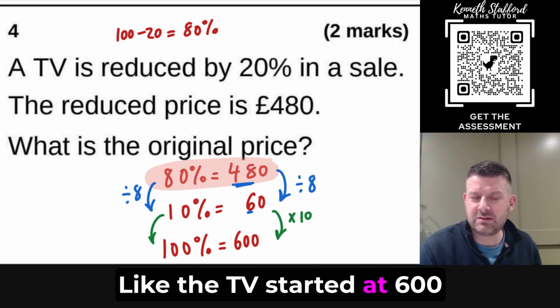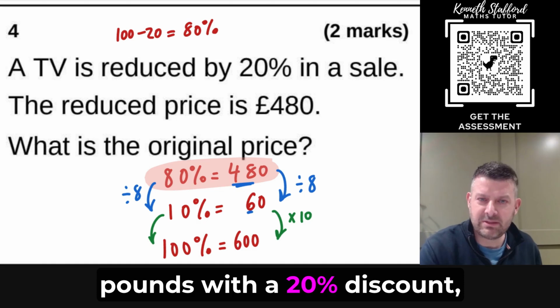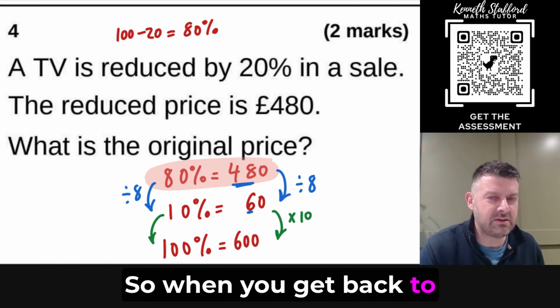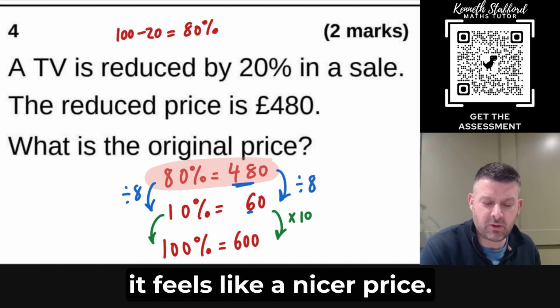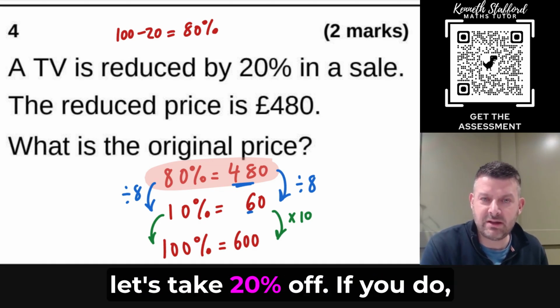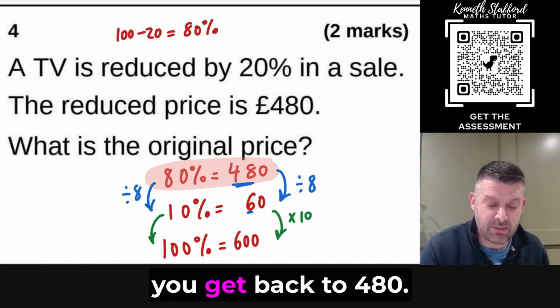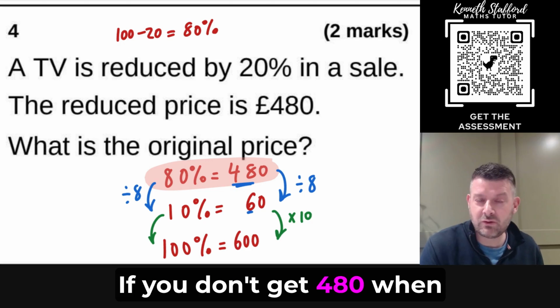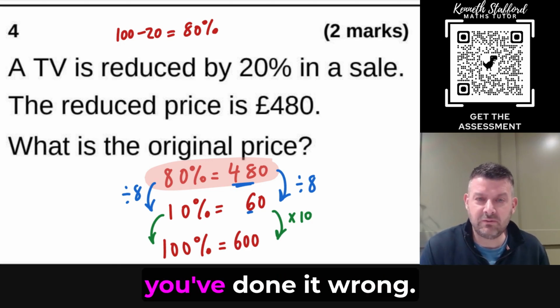And generally in these questions, you get back to a nicer number. Like the TV started at £600. With a 20% discount, you get a kind of weirder number, the 480. So when you get back to the original price, it feels like a nicer price. What you can do to check from here is think, well, let's take 20% off. If you do, you get back to 480, so you know you have done it correctly. If you don't get 480 when you take off your 20%, you've done it wrong.